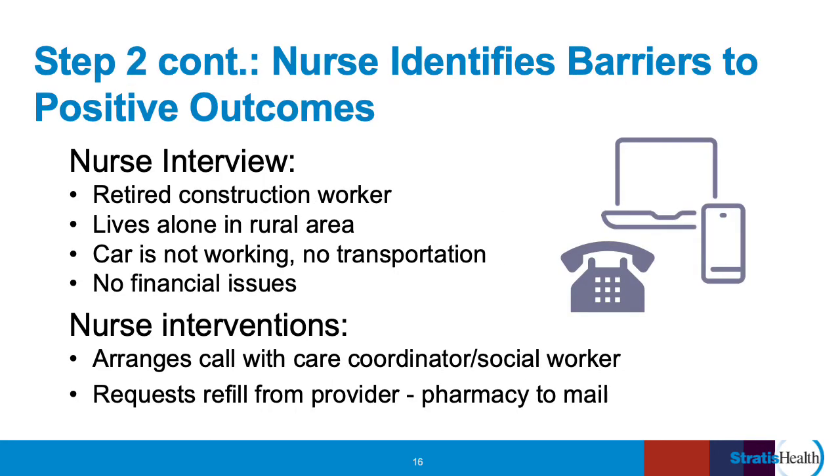During the call, the nurse discovers Harlow is a retired construction worker who lives alone in a rural area, and he is unable to make an appointment because his car is not working. He has no transportation or other way to get to the clinic. He also needs his medications for diabetes refilled. After identifying the transportation issues, the nurse arranges a telehealth call later that day with a clinical social worker or care coordinator. She also requests medication refills from the provider for the local pharmacy to mail to Harlow.